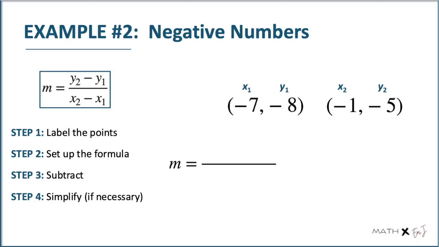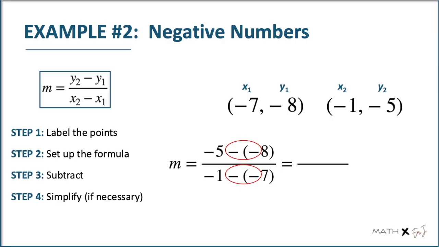Let's set up our formula. So on the numerator, we have -5 subtract -8. Remember that if you're subtracting a negative number, we always put the negative number in brackets. It just keeps the equation much cleaner. On our denominator, we have -1 subtract -7.